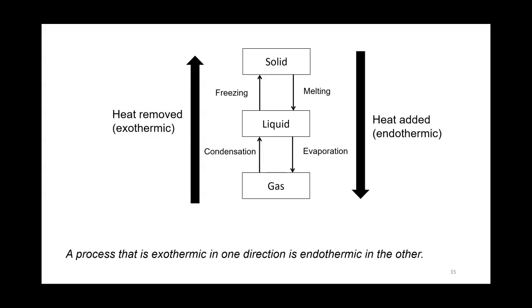Matter can move between the three common states by either removing or adding heat. For example, if I take a solid and I add some heat, then it will melt and become a liquid. If I continue to add heat, then it will evaporate and become a gas. We say that melting and evaporation are endothermic because to make those things happen, you have to add heat. We'll talk more about the term endothermic a little later on.